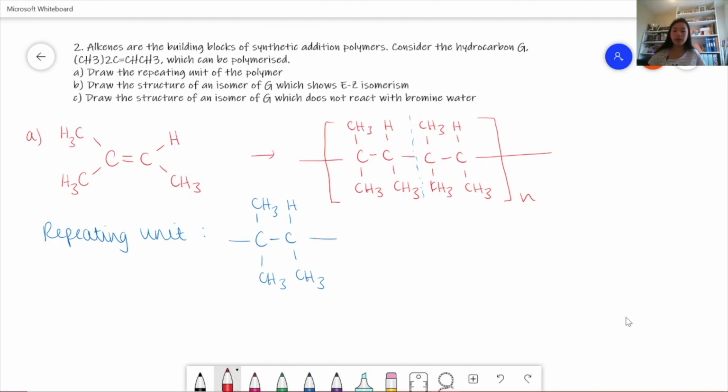And then for B, draw the structure of an isomer of G which shows EZ isomerism. So because it says EZ isomerism, we definitely know that it has to be an alkene. So it has to have a double bond. And then because it's EZ, we also know that the 2 substituents which are not hydrogens have to be different, because otherwise it would be cis trans. And so we have different substituent groups.